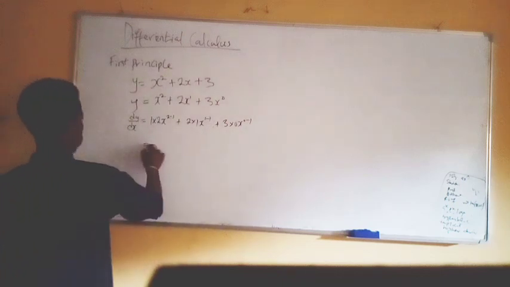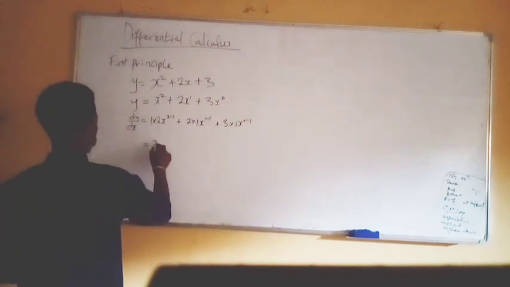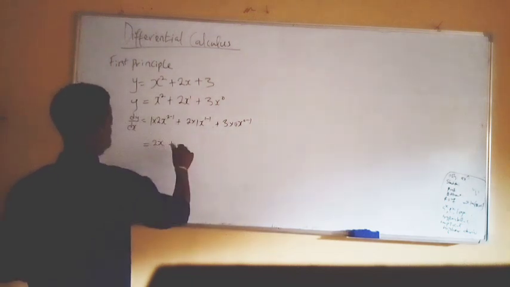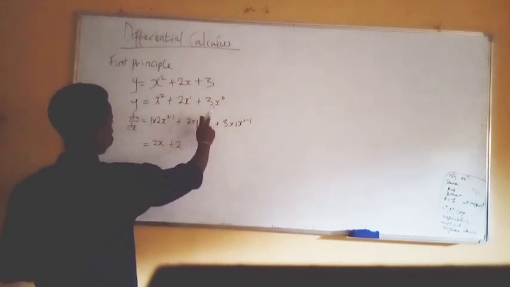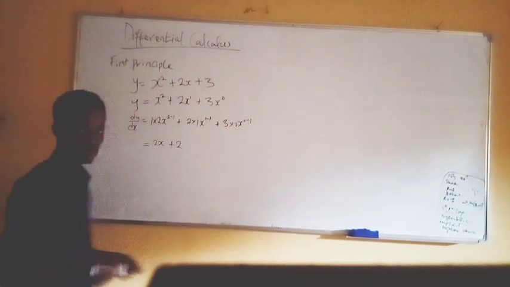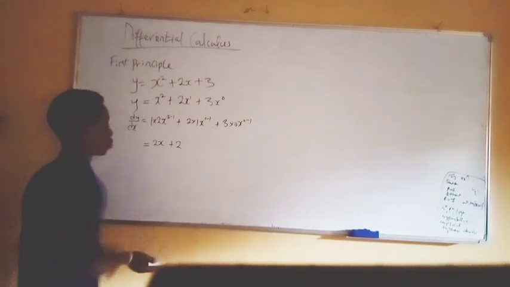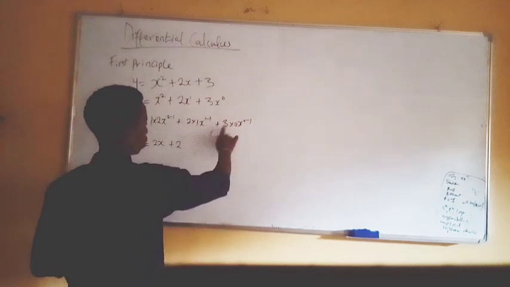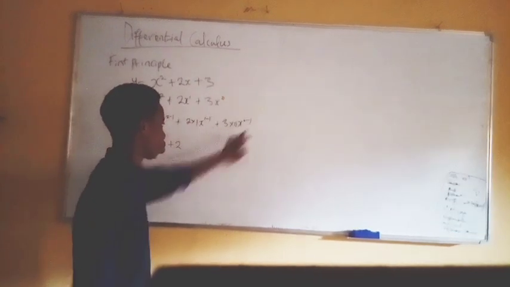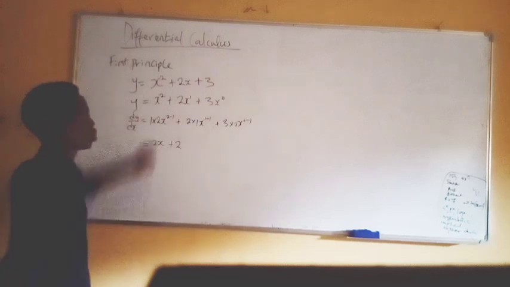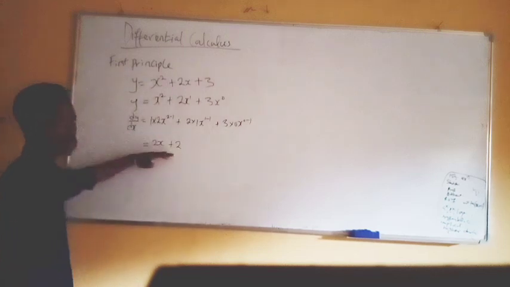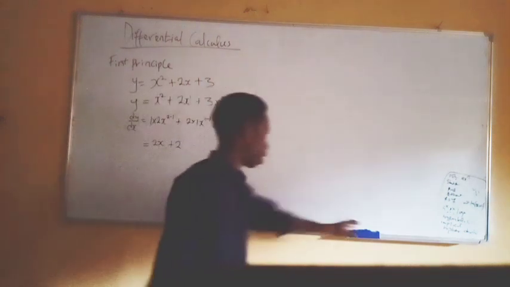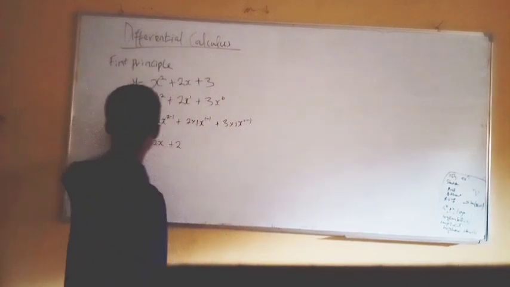So this gives us 1 times 2 being 2 x to the power of 1, which is 2x, plus 2 times 1, 2. x to the power of 1 minus 1 is x to the power of 0. x to the power of 0 is 1. So this leaves us with 2. While this 3 times 0 makes this entire expression 0. So if we differentiate this function, this is what we get. That is an example in polynomials.